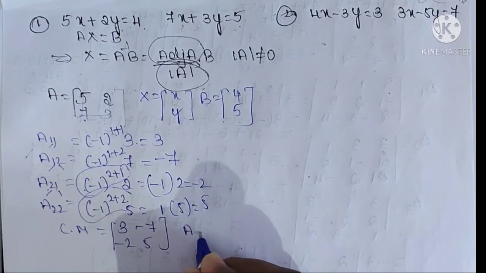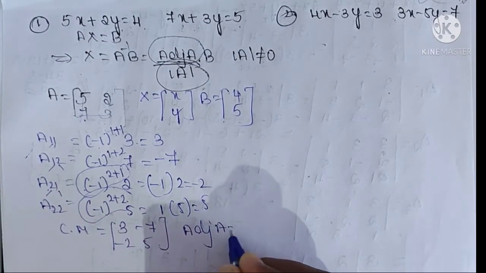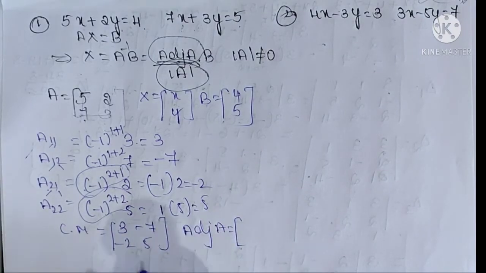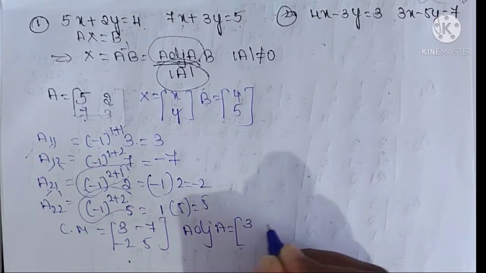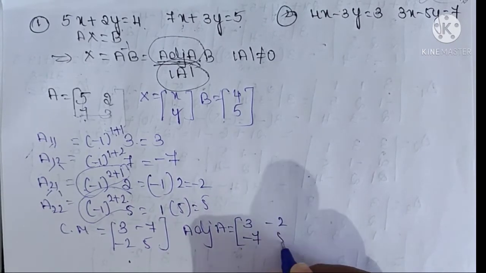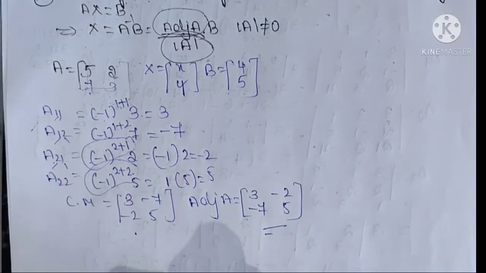Then the adjoint of A is the transpose of the cofactor matrix. Transpose means change rows into columns or columns into rows. That is 3, minus 2, minus 7, 5. This is the adjoint of the matrix.